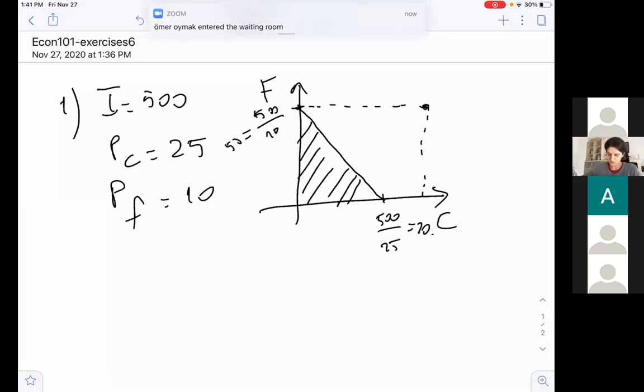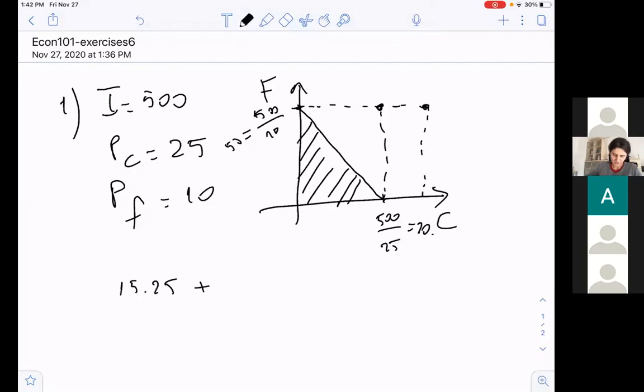20 units of clothing and 50 units of food. This is not in the choice set either. 15 units of clothing and 25 units of food: 15 times 25 plus 10 times 25 would be bigger than 500. No, option C cannot be inside the choice set either.